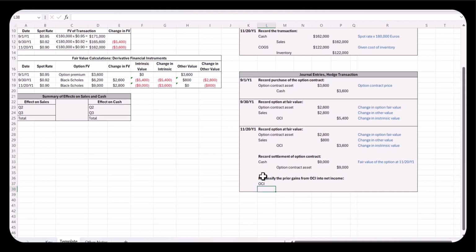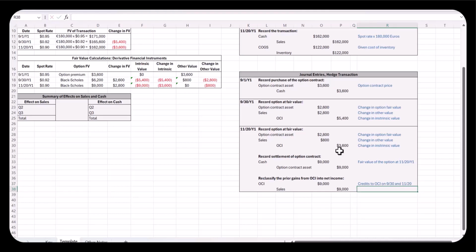So we're going to debit OCI in an amount equal to all of our previous credits to OCI, which is 5,400 here from September 30th and 3,600 here in cell P30. Those are both going to be credited out of OCI and into net income via sales. To sum up, that is the credits to OCI on 9/30 and 11/20. And that completes the journal entries that we need to record the hedge transactions.